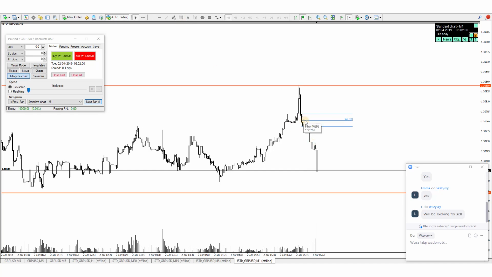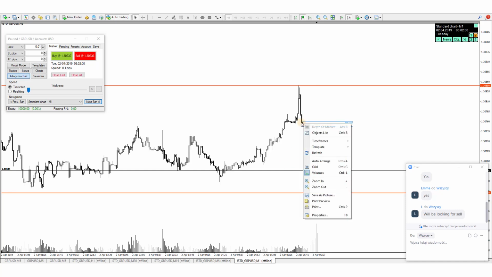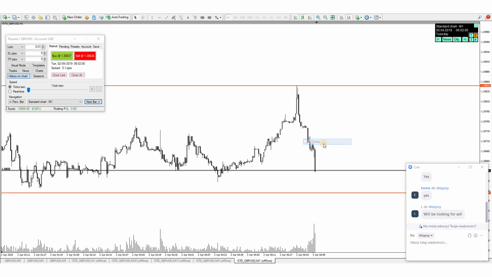That even didn't touch the 50. I wouldn't mark so tiny like this one. So definitely missing sell.